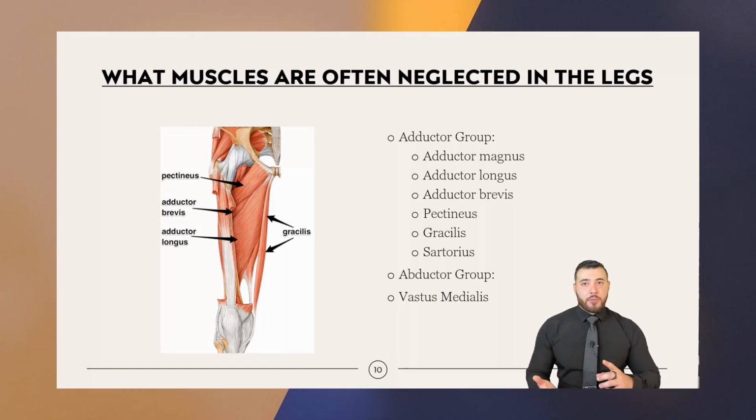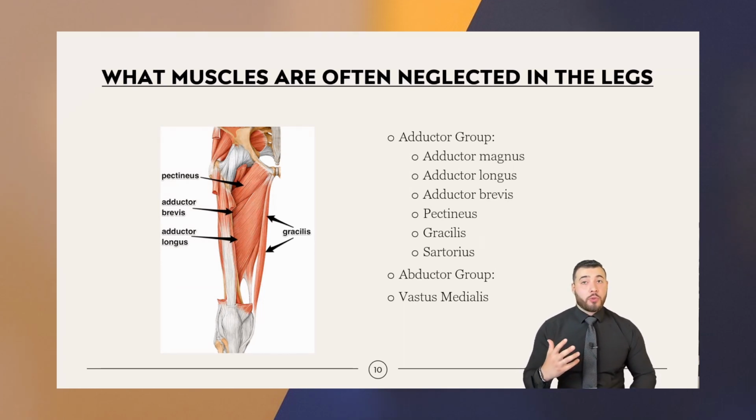These can be worked with anything from the machines that close the legs, so the adductor machine. You can do something like sumo squats or even Jefferson squats. And these aren't worked as often as, let's say, squats or deadlifts. So they are often neglected. And it's important to see how many muscles and muscle groups are within the center portion of the thigh there.